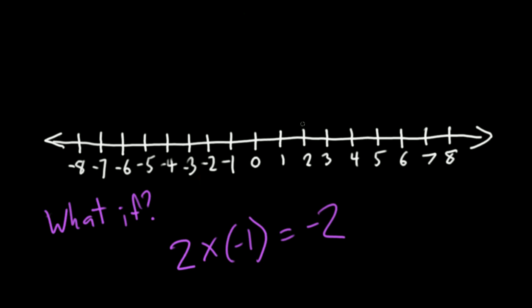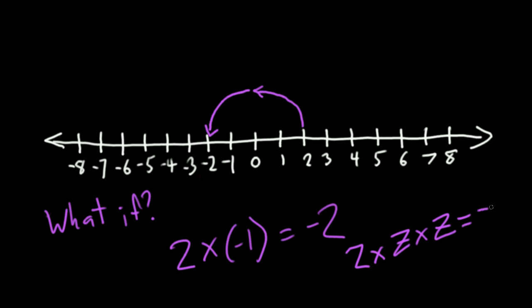Let's say we could multiply 2 by some number that rotates us a quarter turn. Well, if that were true, then we should be able to rotate again by the same amount, the same quarter turn, and end up over here. In other words, if we were to say 2 times some mystery number z times that mystery number z again, we should end up at -2.